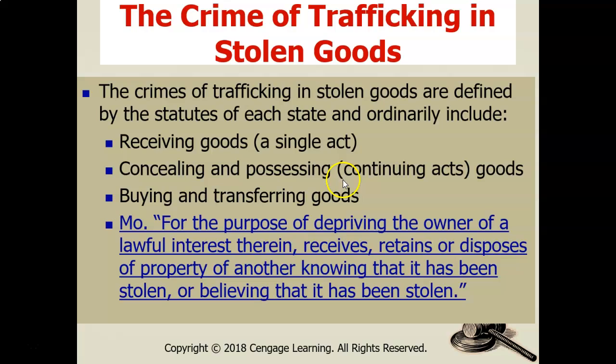Trafficking in stolen goods, that falls under our stealing statute. We don't have receiving stolen property. That got changed in 2017. But depriving the owner of lawful interest therein receives, retains, or disposes of property of another, knowing that it has been stolen or believing that it has been stolen. This is a really interesting word right here as far as believing.